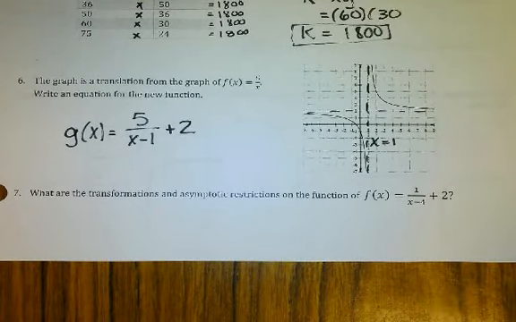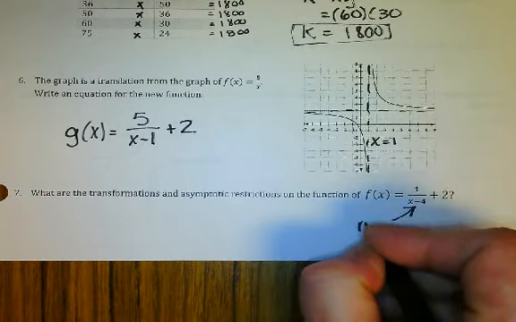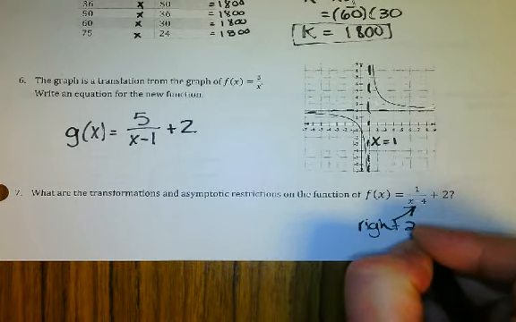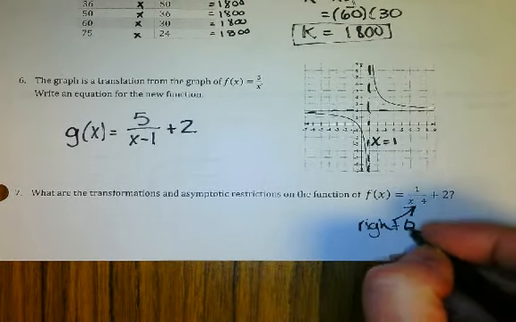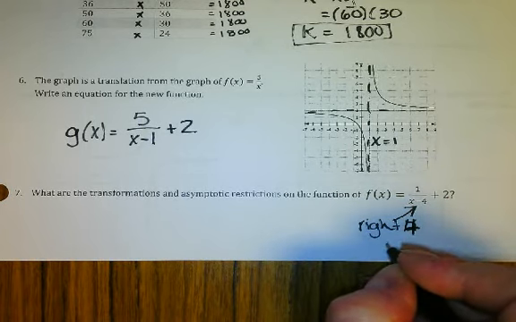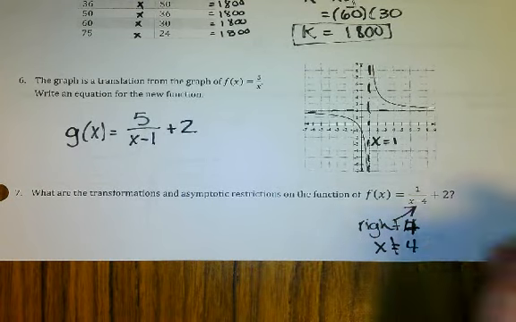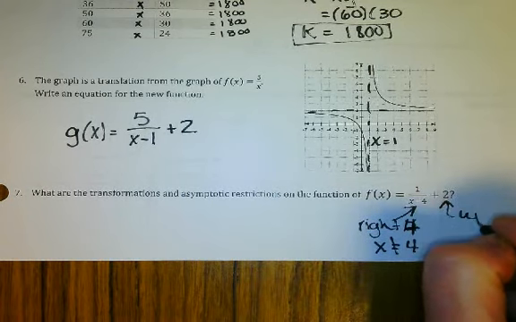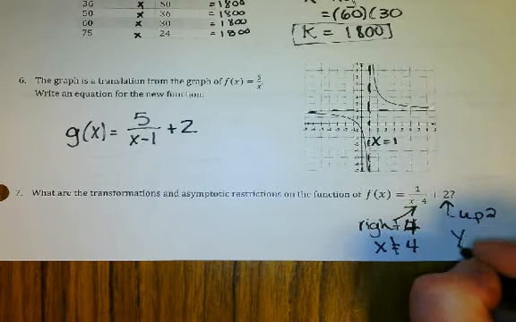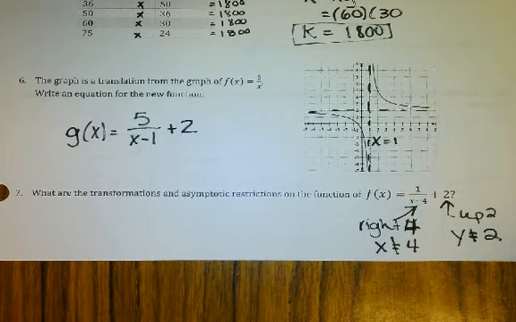All right, on number 7, it says where are the transformations and asymptotic restrictions on the function of f of x equals 1 over x minus 4 plus 2. So again, this moved to the right 4, that's supposed to be a 4, woohoo! All right, so I know that the vertical asymptote is x equals 4, which means that's a restriction. This one went up 2. That's my horizontal asymptote, which tells me that y cannot equal 2.